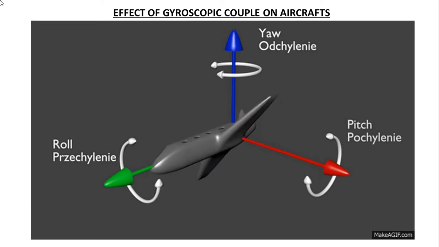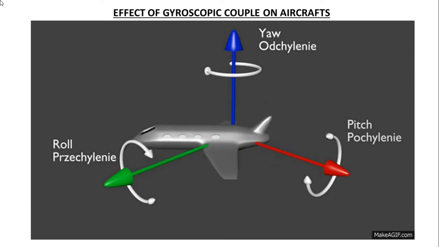For the remaining axes, if you give blue, you will get red. If you give red, you will get blue. Clear?